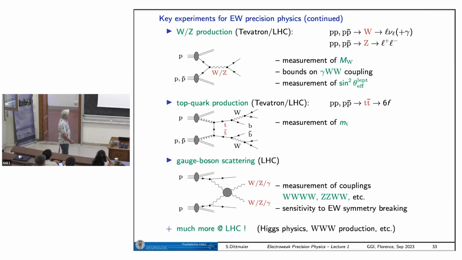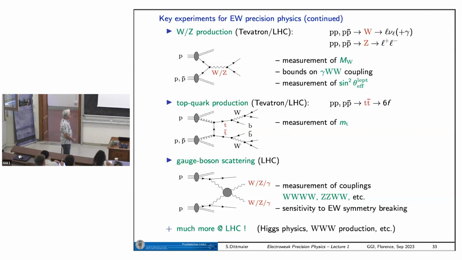What is also essential as input quantity in electroweak physics is the top quark mass, which is typically measured in t t-bar production as indicated here, for example, for pp and p p-bar collisions. I will not talk about this because the physics of this process is majorly driven by QCD, which is not actually my mission here to do.